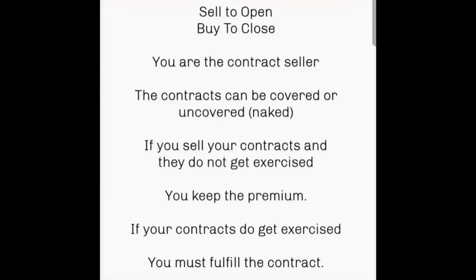What is sell to open and buy to close? When you're selling to open, you are the contract seller. Your contracts that you're selling can be covered or uncovered. That's also referred to as naked. If you sell your contracts and they do not get exercised, you get to keep the premium. If your contracts do get exercised, you must fulfill the contract. Now let me show you an example.